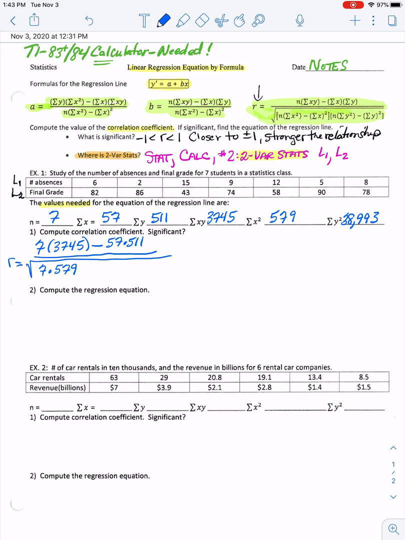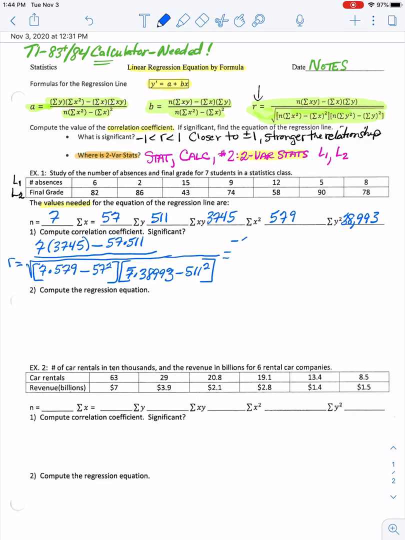And really I should probably box this in. Then it's a minus 57 squared, and I'll close off that bracket. Then we go again with another bracket, 7 times 38,993 minus 511 squared, and we'll close that bracket, and that's all under the radical. Being careful to enter it, I'm going to do the top, then do the bottom, and come up with the values for you.